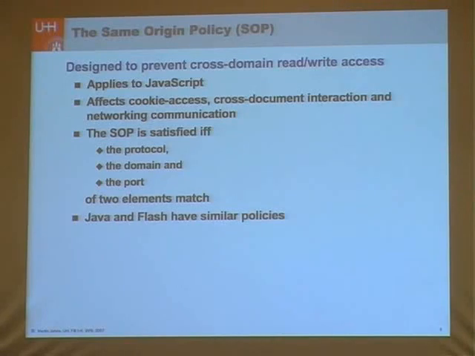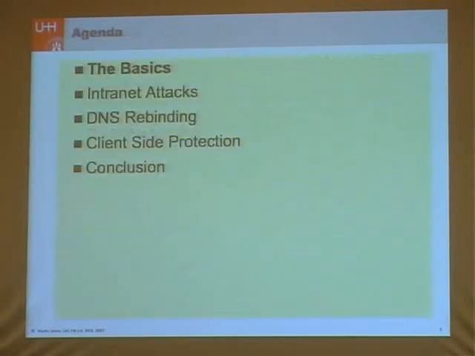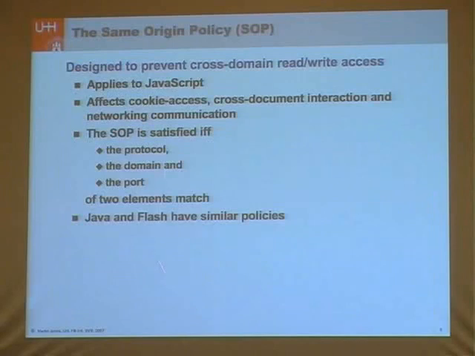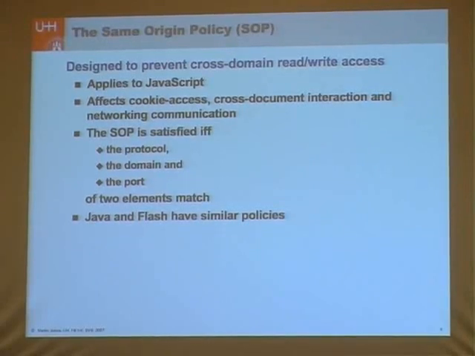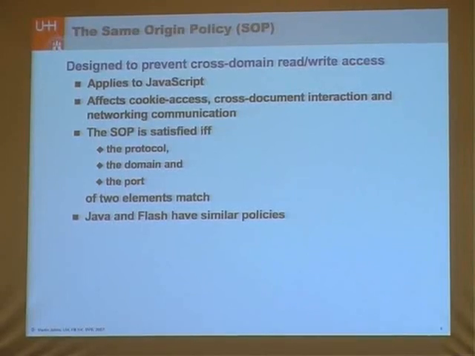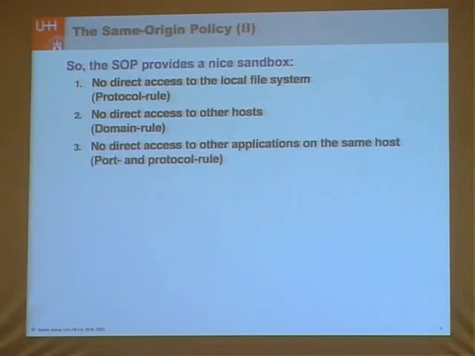And the origin is defined by the protocol, so for example HTTP, by the domain, for example example.org, and by the port, usually port 80, but could be something different. If one of these three properties differs in the URLs that were used to get the content or that are used to display the web page, then the same origin policy is not satisfied, and if it's not satisfied, then those elements can't interact. So the same origin policy basically defines a sandbox, and actually it's a pretty good sandbox if you look at it.